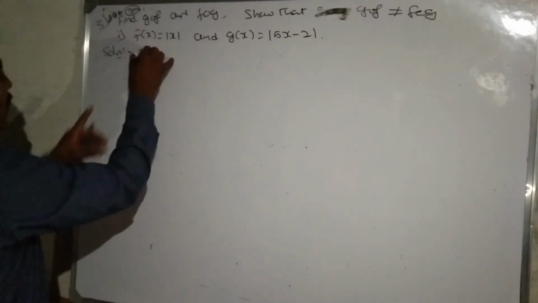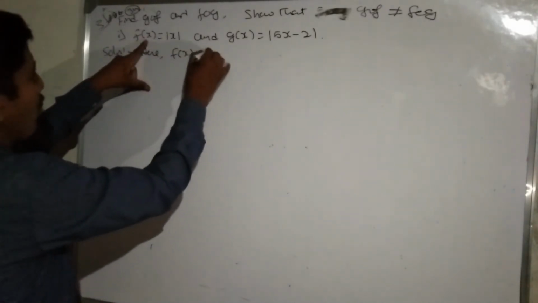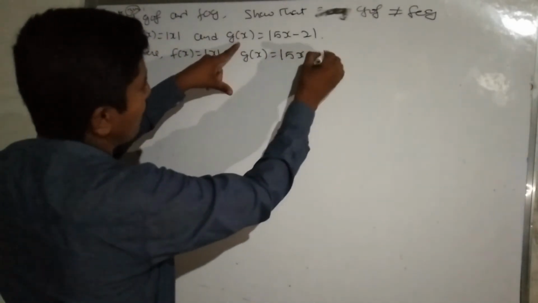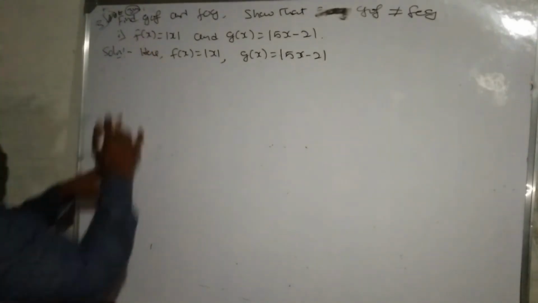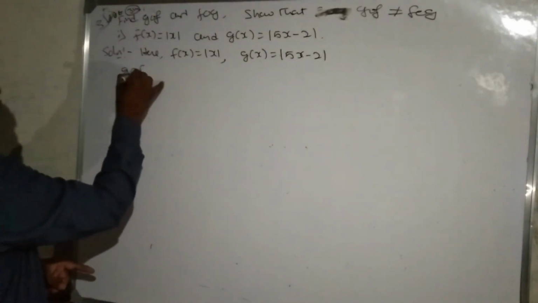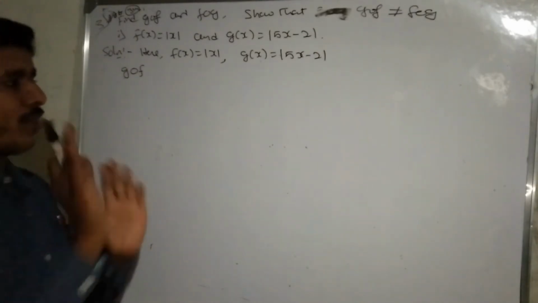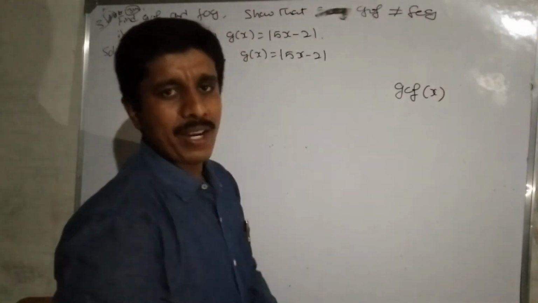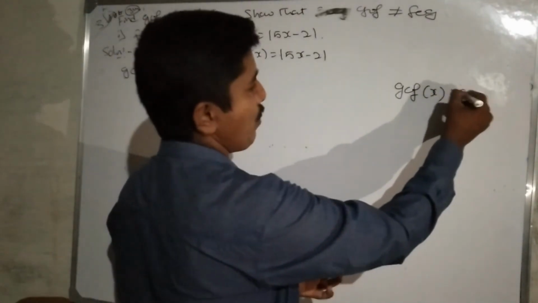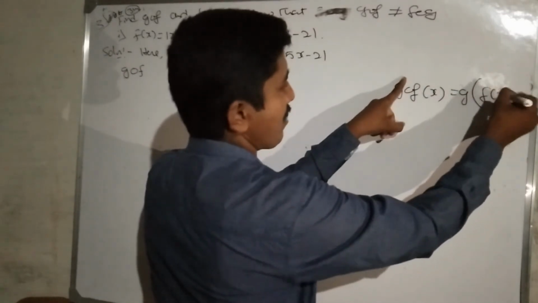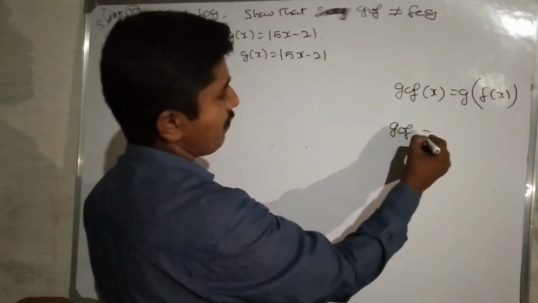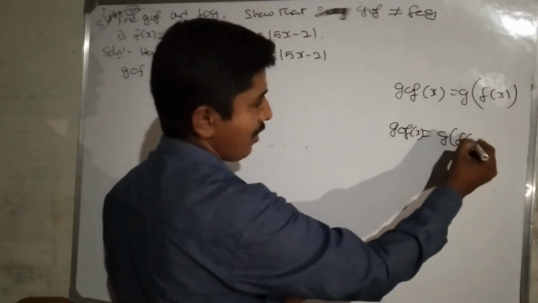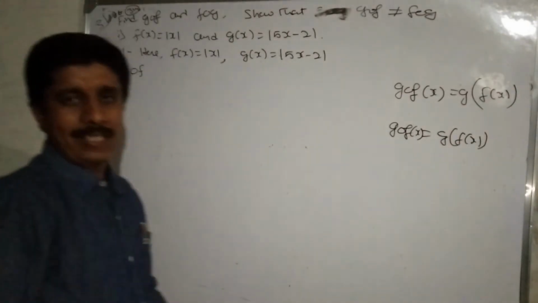Solution. Here we have f of x equal to modulus of x, g of x equal to modulus of 5x minus 2. First, take g∘f. One thing, mind it: while defining g∘f, let's take domain element x. This can be defined as g of f of x. Don't take simply g∘f; take a domain element, then we can write g of f of x like that.